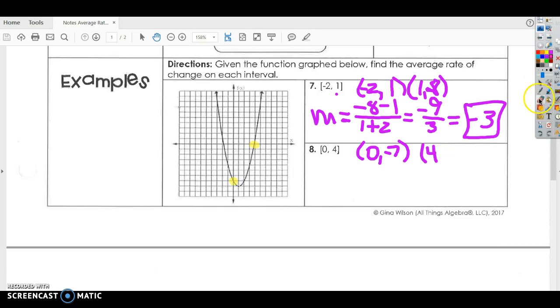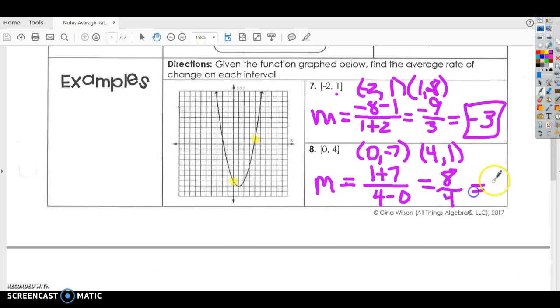Nope, I missed it again. It looks like maybe it is up 1. These are very hard to see. All right, it looks like it crosses better right there. Correct me if I'm wrong. All right, so 4, 1. Get your points, and then slope equals 1 minus -7, over 4 minus 0. So 8 over 4, or 2.